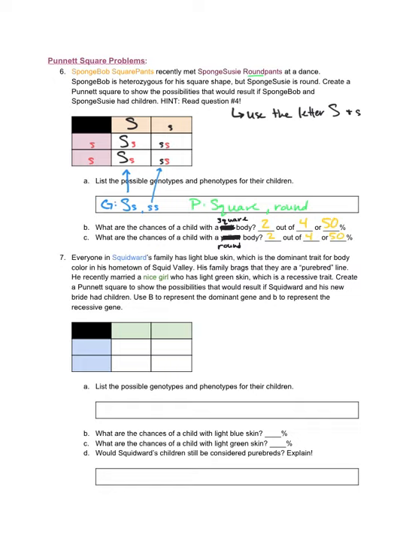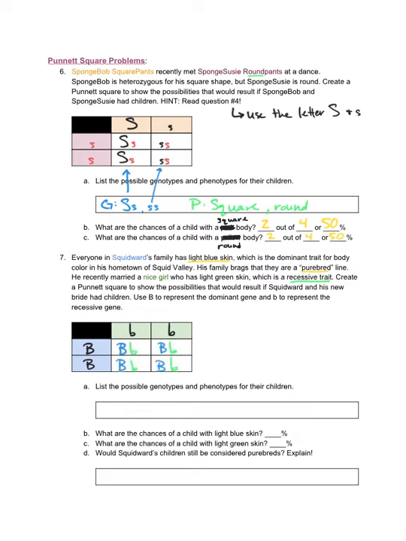So we know that Squidward is light blue because it tells us that. It also says that his family is purebred, which remember is the same as homozygous, which means that Squidward's genotype is going to be capital B, capital B. He married this nice girl who has light green skin. We know that light green is recessive, and so she has to have the genotype lowercase b, lowercase b, in order to have green skin. So now that we've set up our Punnett square, we can fill in the letters.